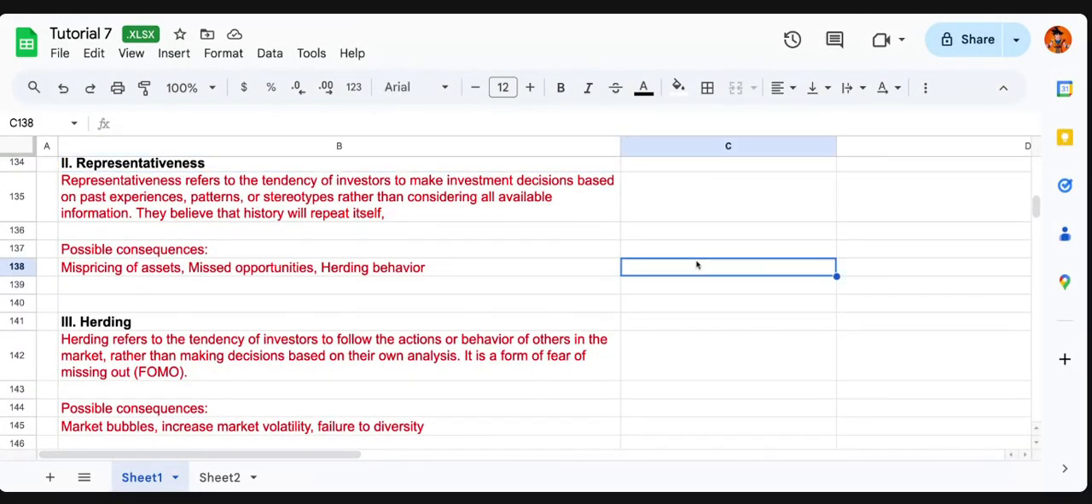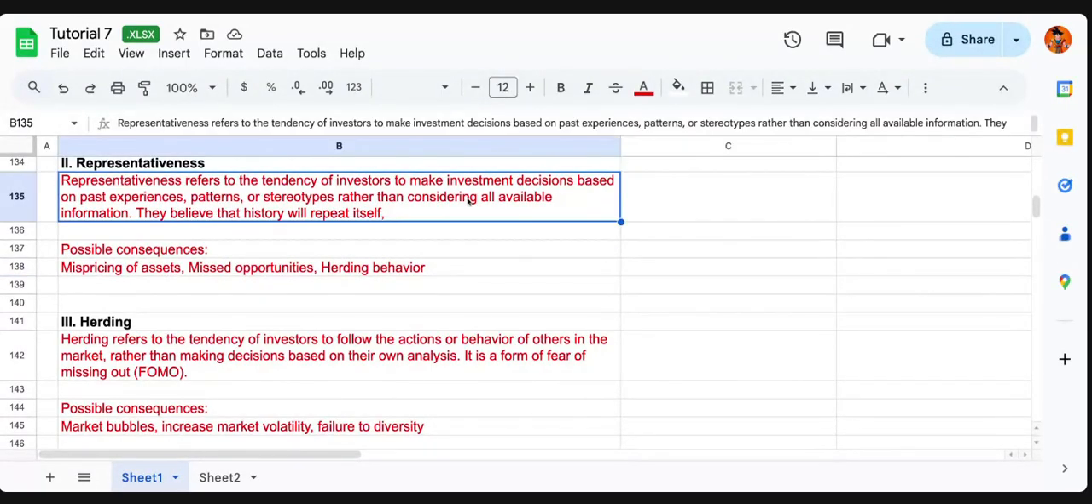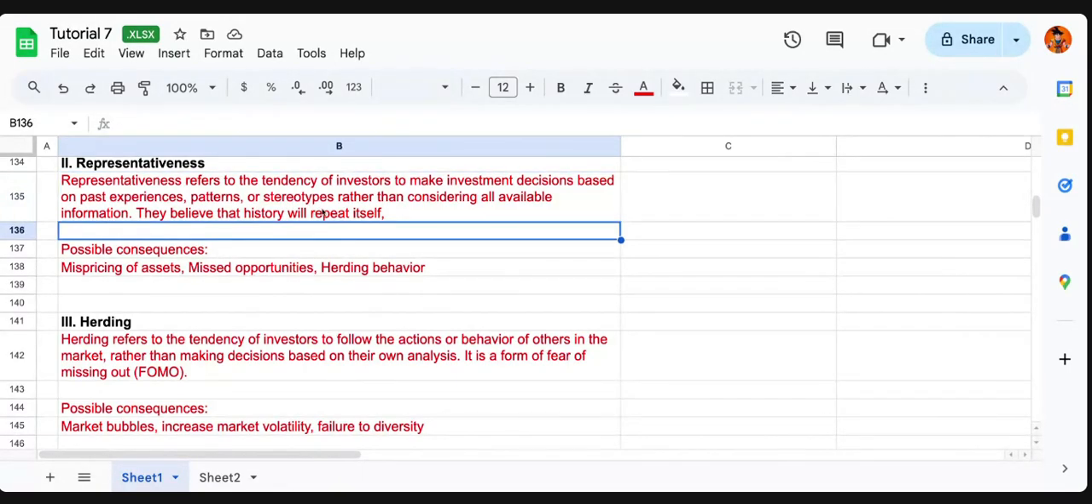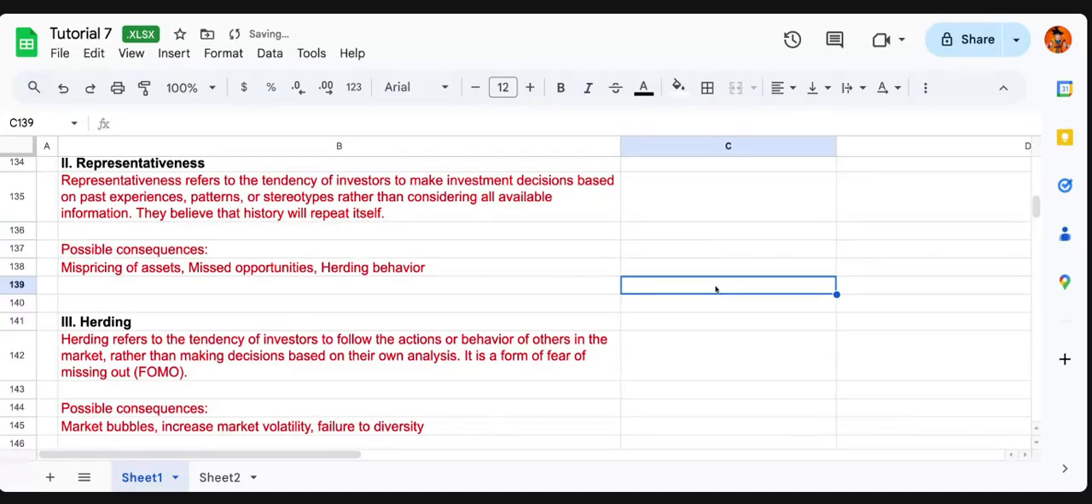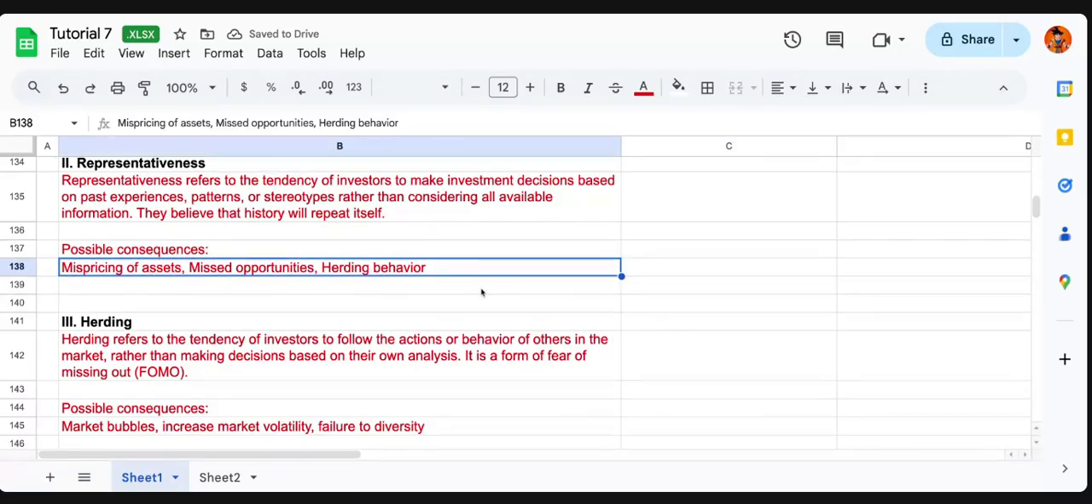Representativeness bias. It's basically they believe that history will repeat itself. So they will make decisions based on their past experience, the patterns, or the stereotypes, rather than considering all available information. If that is the case, what will happen? There will be mispricing of assets. In other words, the stock's price may go a bit haywire. And then they may miss opportunities. In other words, when the share price is really cheap, they may not buy it. They believe that the last time it got so cheap, it got cheaper.